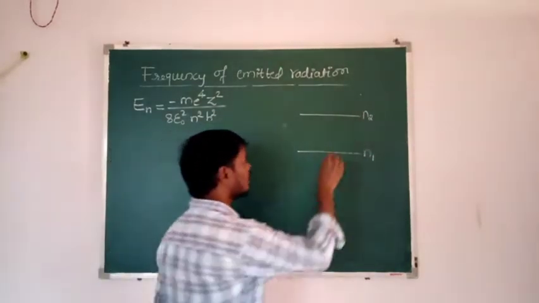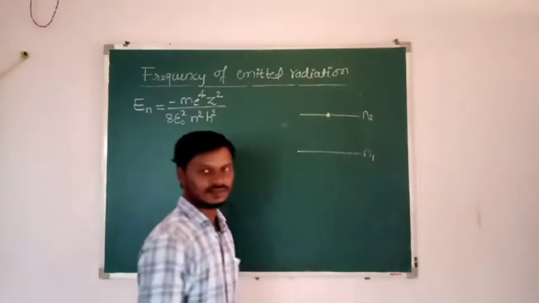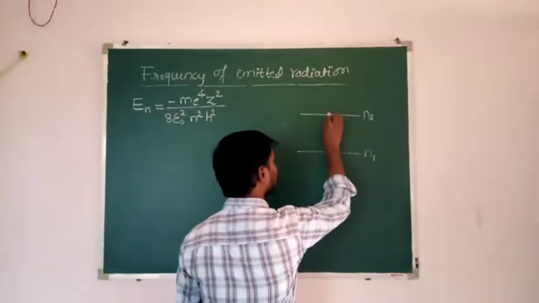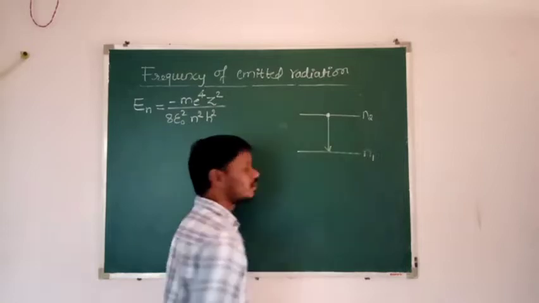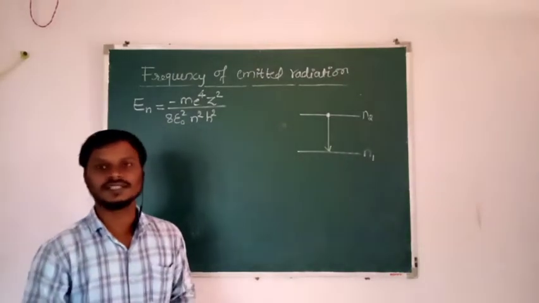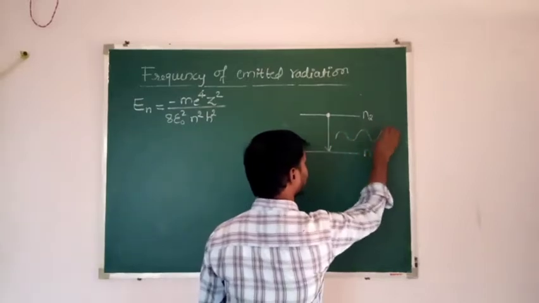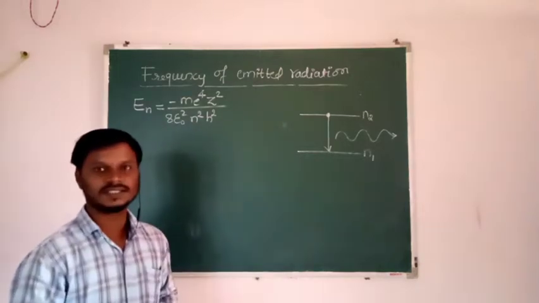Then let us consider there is an electron in the higher orbit. This electron jumps to the lower orbit. When this electron jumps from the higher orbit to the lower orbit, an electromagnetic radiation is emitted. This is an electromagnetic radiation. And what is the frequency of this emitted electromagnetic radiation?